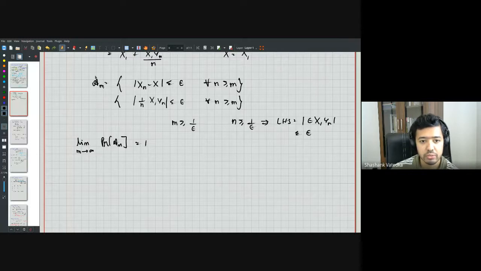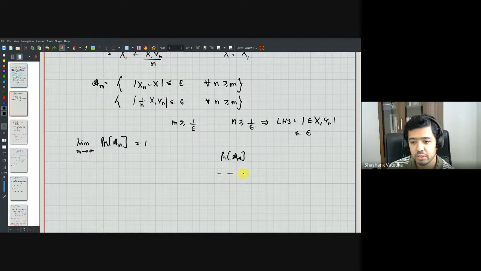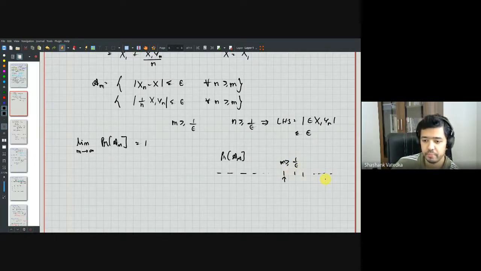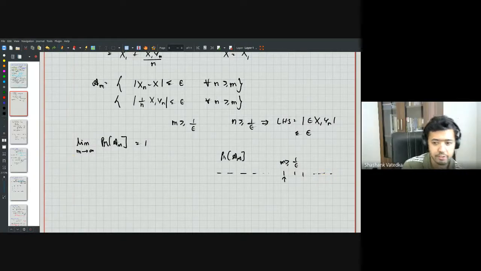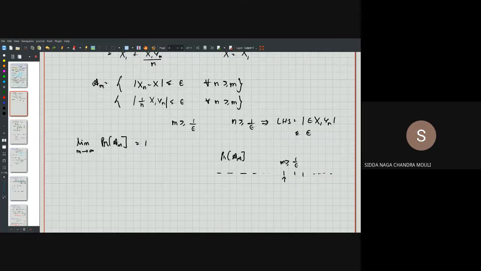So you look at the sequence of events AM. If you look at the probability of AM, then you have something non-zero, something non-zero, something less than 1, and so on. But after m greater than or equal to 1 over epsilon, the probability of AM will definitely be 1, which means for every x1 yn we can find an m for satisfying this condition.